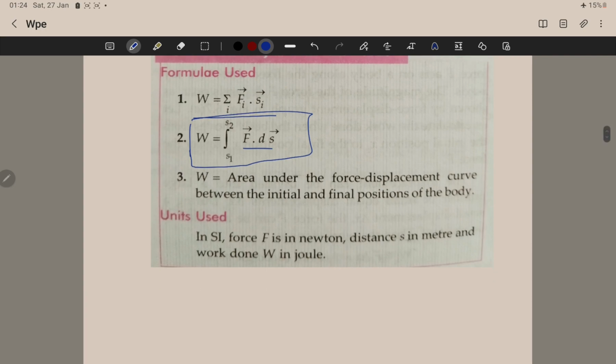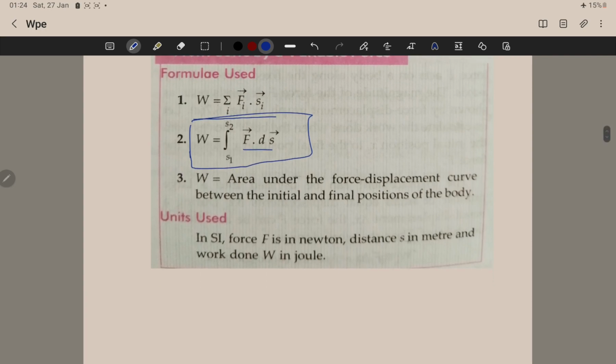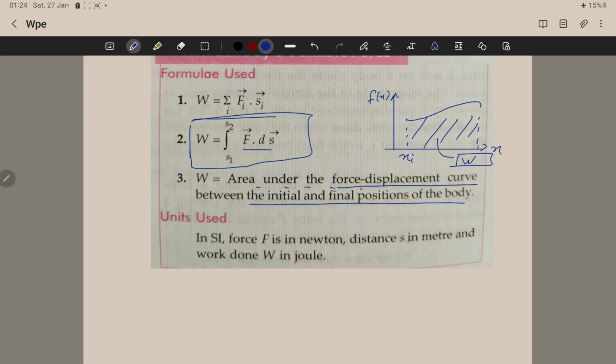Then we have to write this force into displacement. Also, if the force and displacement are not given, and if the curve is given, like the variable force and the displacement curve, then we have to find the area under this curve. Whatever the area under this curve is also represents the work done. You can see the area under the force displacement curve between the initial and final position. So this is the initial position and this is the final position. Between these two positions, the area under the force displacement curve represents the work done.